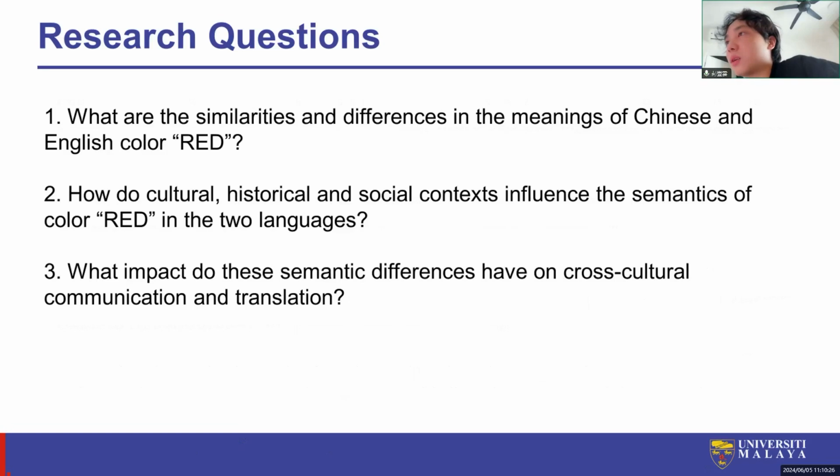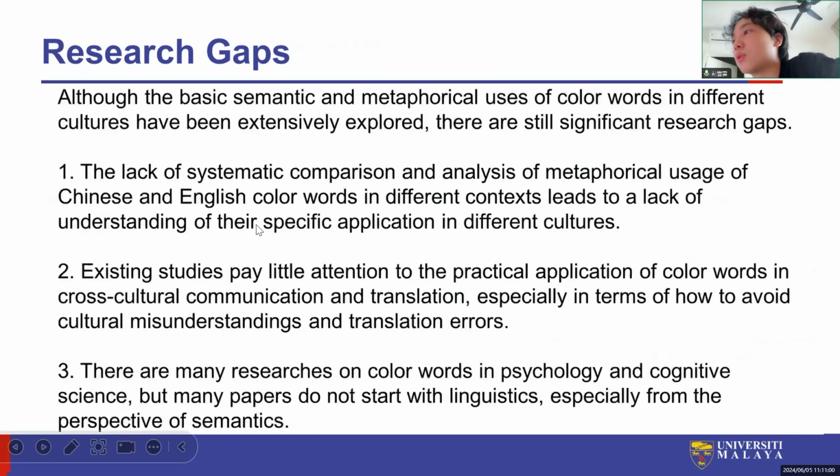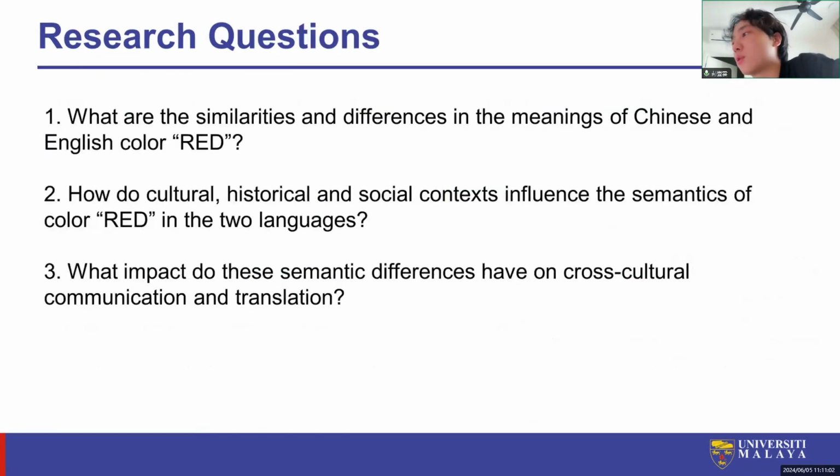So next I'm going to talk about the research questions. There are 3 questions. First, what are the similarities and differences in the meanings of the Chinese and English color red? The second is, how do cultural, historical, and social contexts influence the semantics of the color red in the 2 languages? The third is that we're going to focus on cross-cultural communication and translation. So the question is, what impact do these semantic differences have on cross-cultural communication and translation?